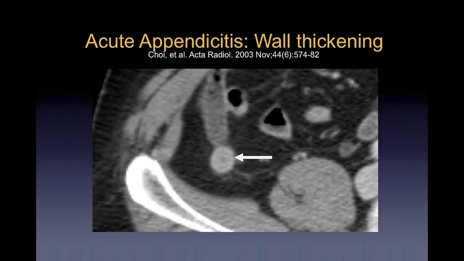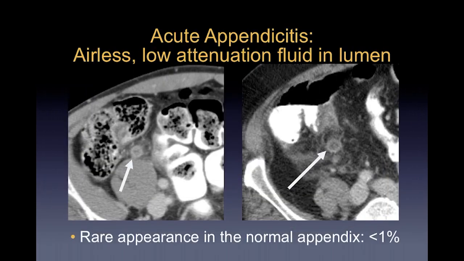Appendiceal wall thickening. This tends to be one of my less favorite of the secondary signs of appendicitis, just because there's quite a range of normal thickness to the appendiceal wall. Like all bowel, anything up to about 3 millimeters for single wall thickness can be normal. Thicker than that is abnormal. But occasionally, in combination with a large appendix, a useful indicator of inflammation.